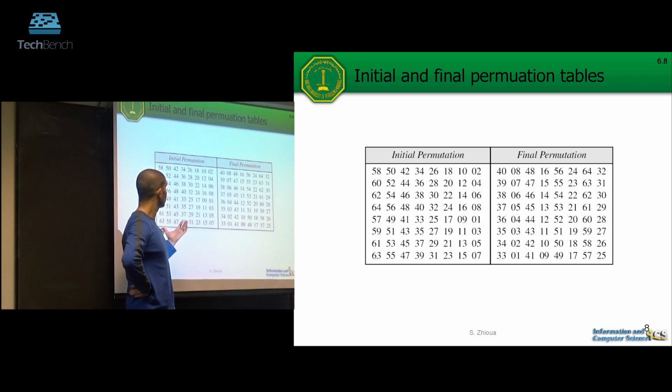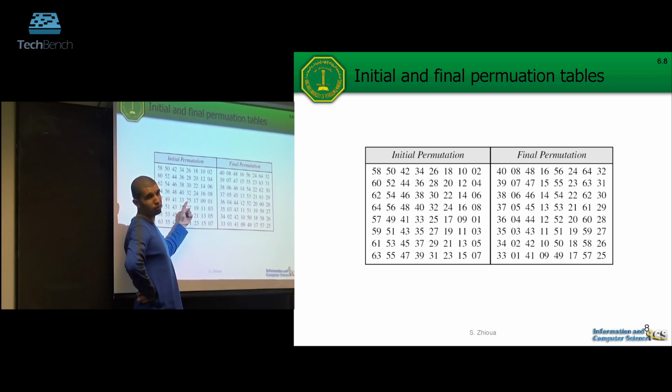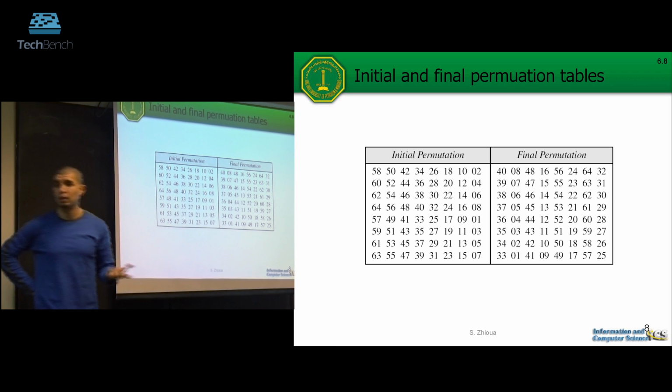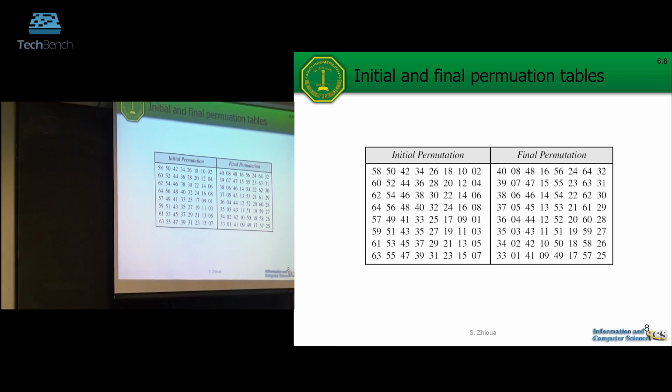64. Here, 25. This is 25 in the input. That all changes. It will be changed to a new position. Yeah. 25 now is in position 37. You see. So normally, I think there are typos here.